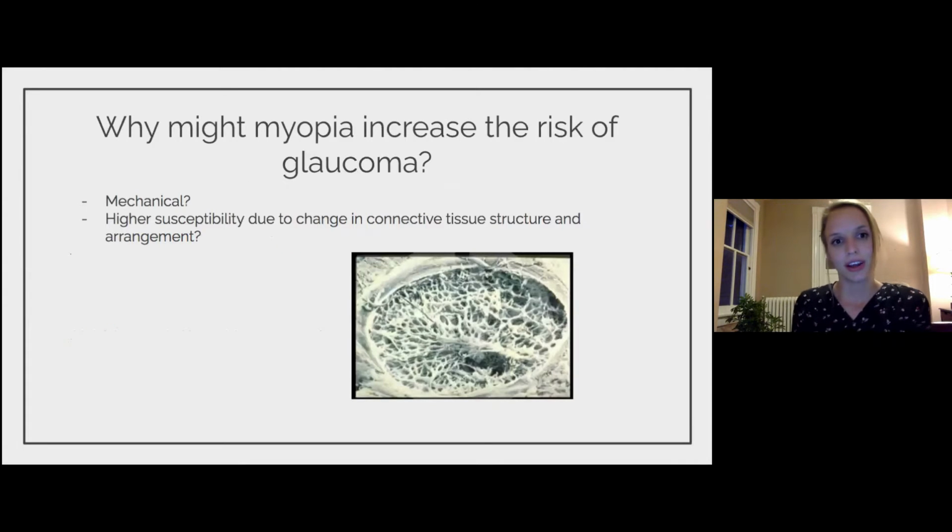The question of why myopia might increase the risk of glaucoma is a difficult one to answer because we don't have a definitive explanation for why we get glaucoma in the first place. A lot of the theories are mechanical based, higher susceptibility due to change in connective tissue structure in our highly myopic eyes.